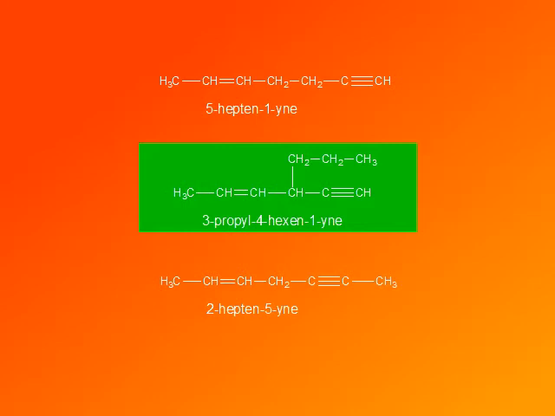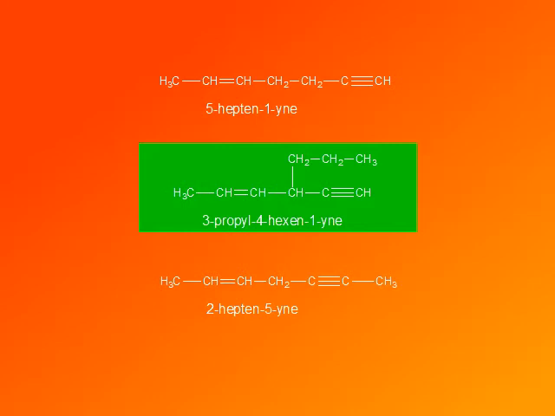Here is another more complex example. Note that the parent chain is the longest chain that contains both functional groups. If you look carefully, you could actually find a longer chain, but that longer chain would contain only the double bond. Therefore, this is not the parent chain. The parent chain is the one that contains both functional groups, and that's a chain of 6 carbon atoms. Therefore, hexane. Again, we have a double and triple bond, so this is hexene-ine. We assign the double and triple bond the smallest possible numbers, and that means the triple bond should get number 1 and the double bond number 4.